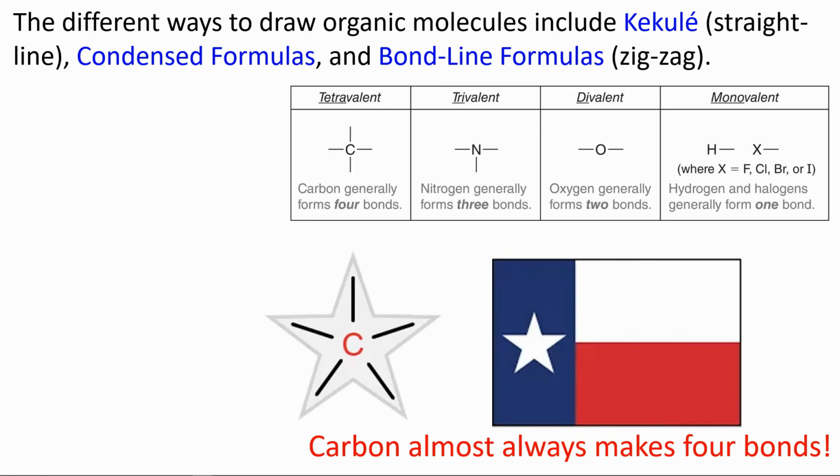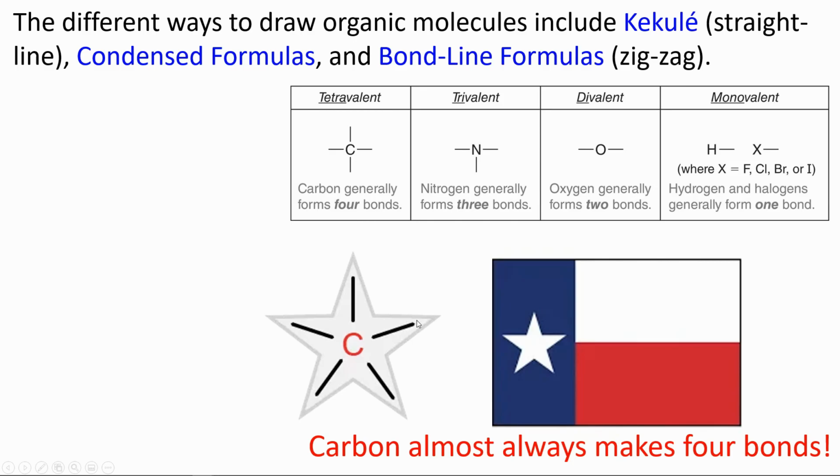One of the most common and infuriating mistakes to see made on exams or tests or any display of organic molecules is creating more than 4 bonds to carbon. And so this is often referred to as a Texas carbon, a carbon that makes 5 bonds. And that mimics the Texas state flag, the star that you see there.